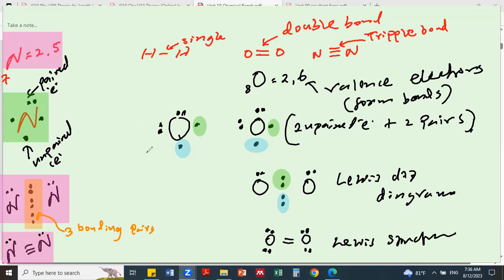Did you get why oxygen has a double bond? The oxygen gas that you inhale, O2 gas that you inhale, this is the structure. You can also write that a triple bond is stronger than a double bond and a double bond is stronger than a single bond.